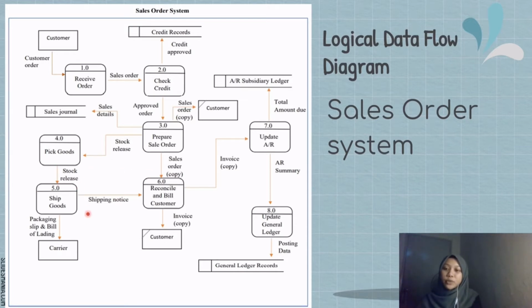And then the ship goods process will prepare the packaging slip and bill of lading and send them together with the goods to the carrier. After that, this process will prepare a shipping notice and send it to the 6 process, in which the sales order copy and shipping notice will be reconciled. After that, 2 invoice copies will be released, and the first one will be sent to the customer and the other one will be sent to the update AR process, and this process will update the AR subsidiary ledger and post the summary to the add process, and this process will post the data to the GL records.